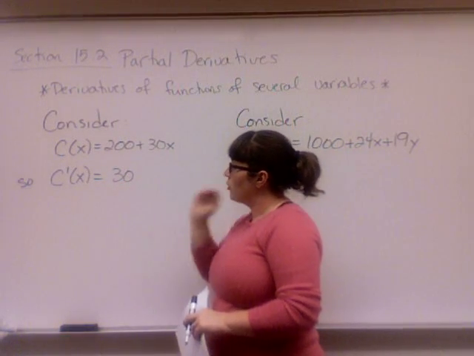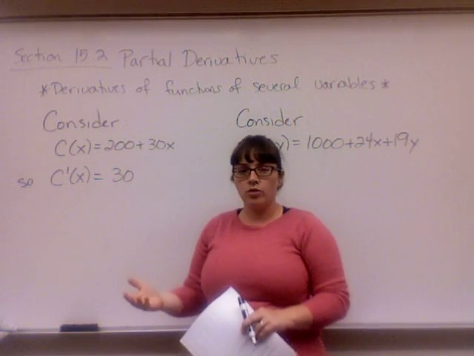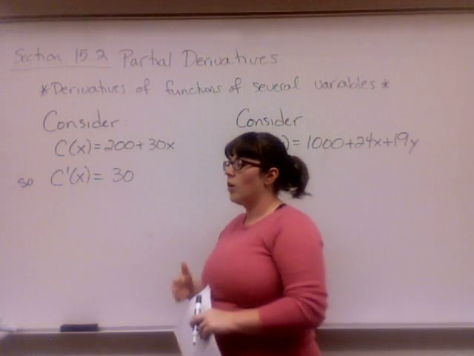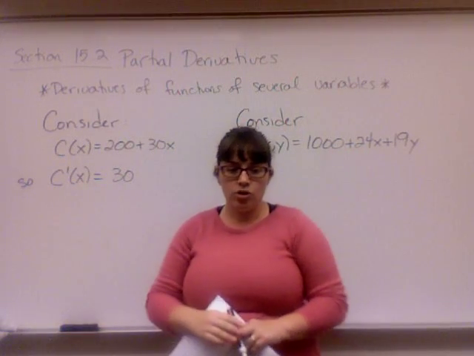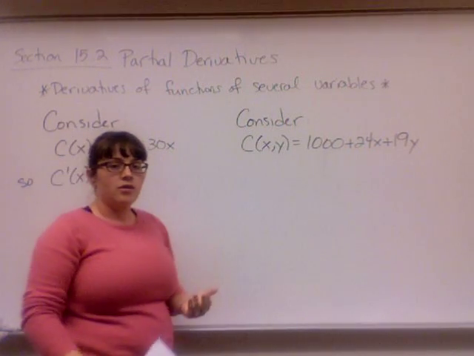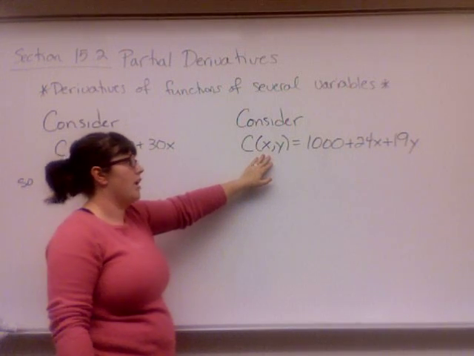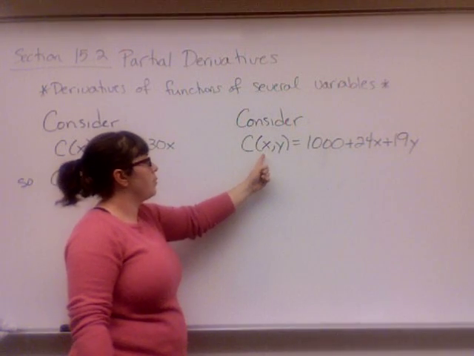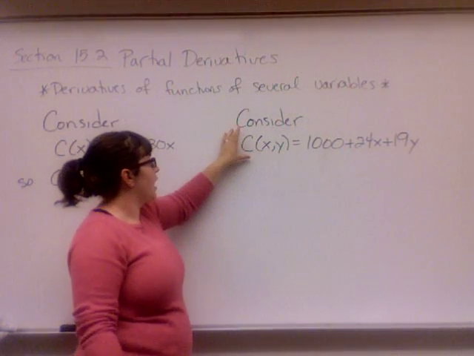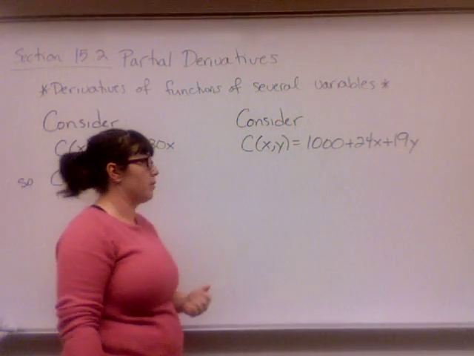Now let's generalize that to the situation where perhaps we're producing more than one product. Maybe we're producing two products, and we would like to know how the cost changes as I change the number of products I'm producing. Let's consider a new cost function, c of xy. I'm going to produce x of product A and y of product B, and capital C would tell me the total cost to produce those two products.